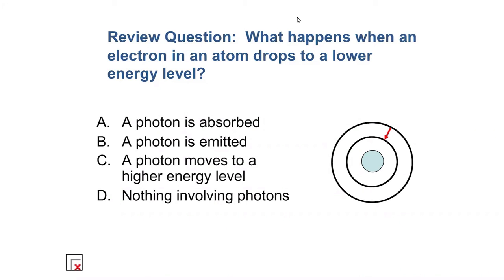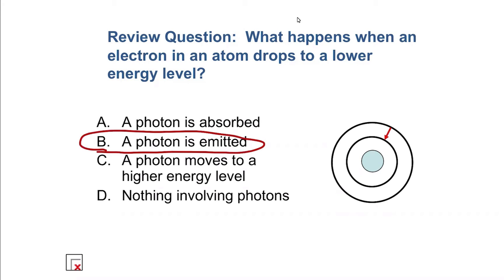This question asks, what happens when an electron jumps from a higher to a lower energy level? That is a loss of energy. That energy has to go somewhere, and so the atom must emit a photon. And the answer would be B here.